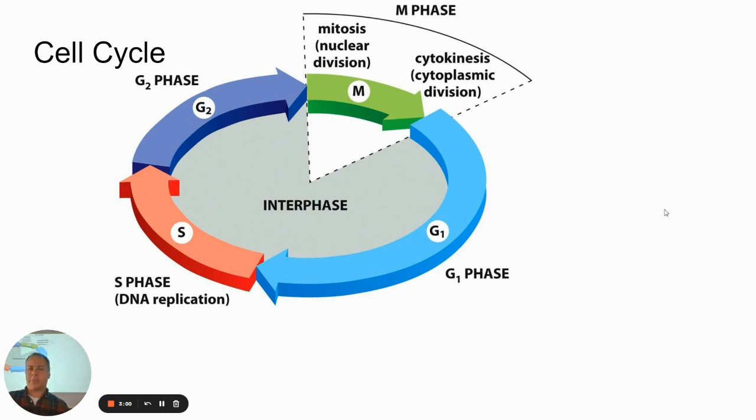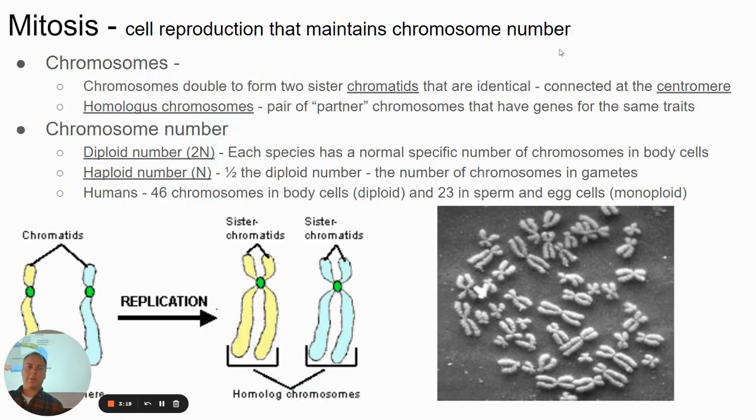We don't need to worry too much about the details, but the cell cycle includes the cell growing in size, its DNA replicating, and then it's splitting into two. And that process of the cell splitting into two is called mitosis. And that's what we're going to be talking about. Mitosis is cell reproduction that keeps the number of chromosomes the same.